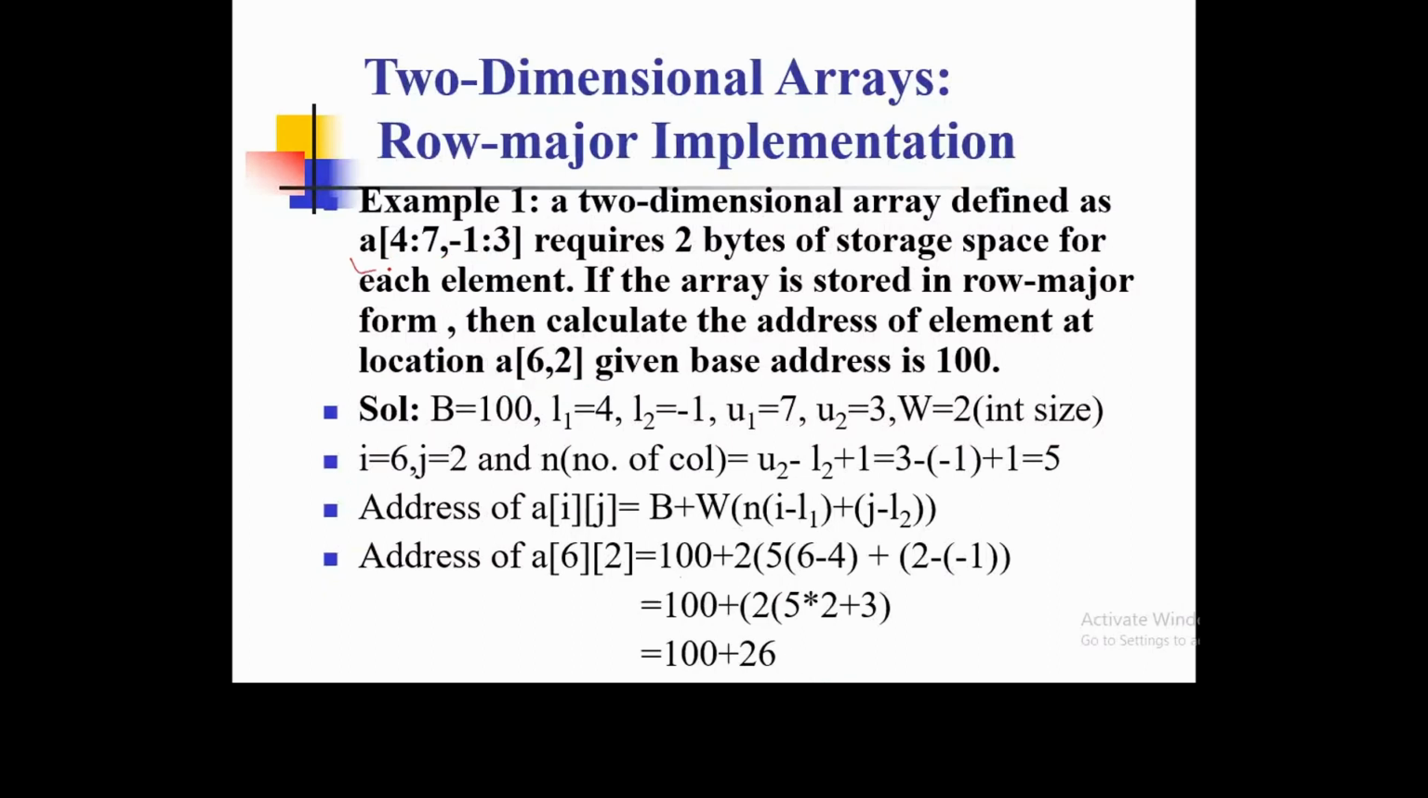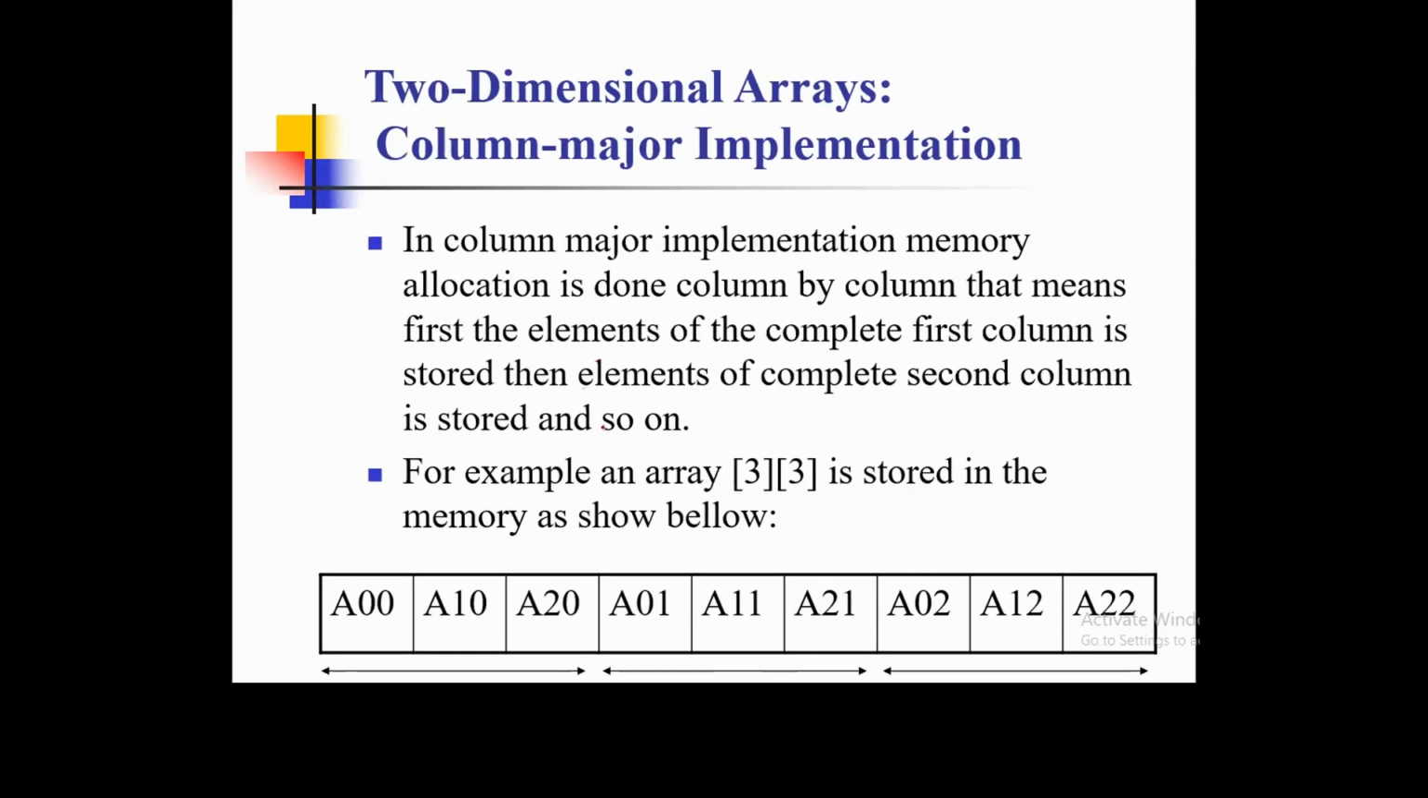In another question, you may be given the dimensions in this form, or it can be written like this, separately in brackets: A with 4 to 7, and the second dimension minus 1 to 3. Okay, so this was the row major order form.